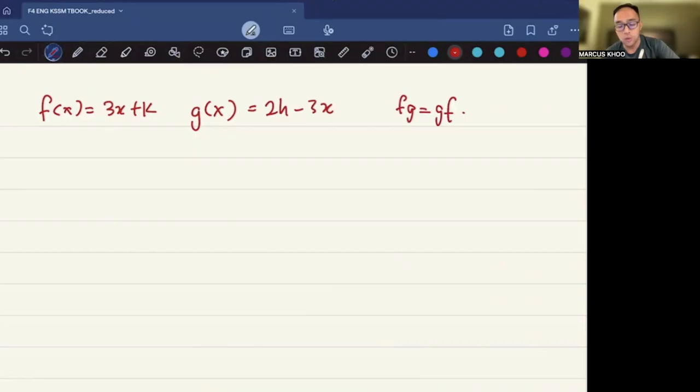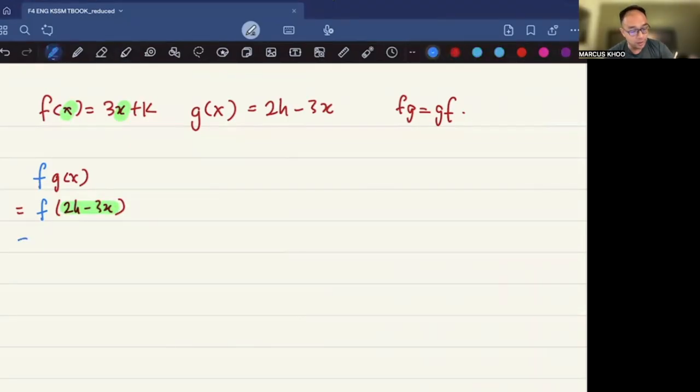Sure, no worries. Let's start with fg first. I'm going to put g(x) over here. The first thing we do is substitute the g, because that's the inside function. So the inside function, we put it in, and we get 2h minus 3x. Now I'm going to highlight this in green. Now our object is 2h minus 3x. We're going to put it into the f function.